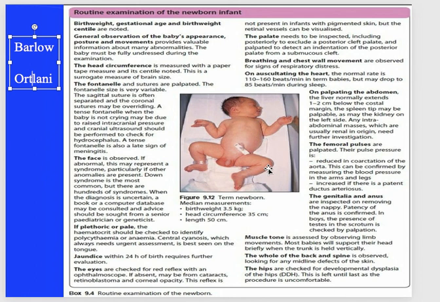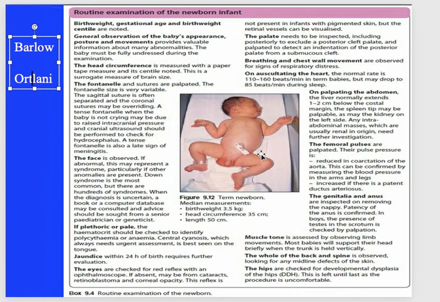Then the other maneuver, Ortolani, we do just to relocate it back. We bring the lower limb into the same position as the baby is in here, but with one finger we push the head of the femur back upwards.